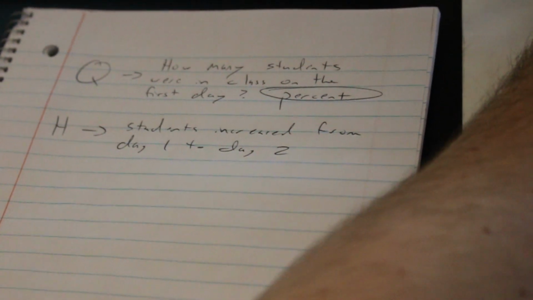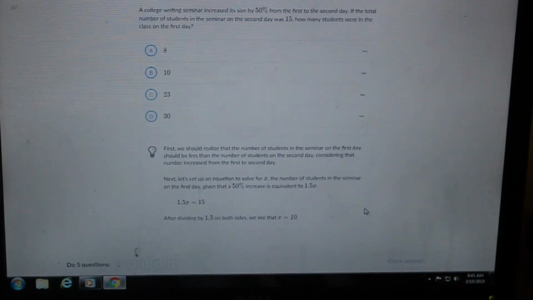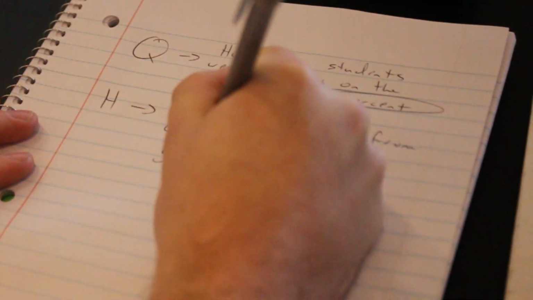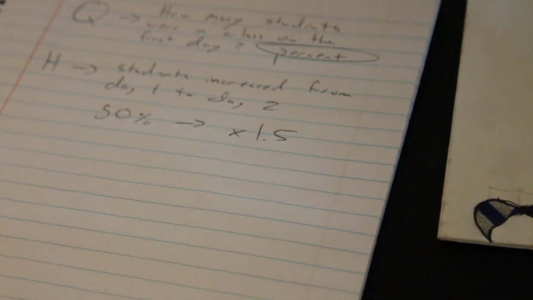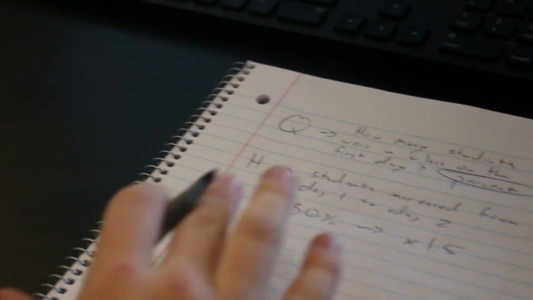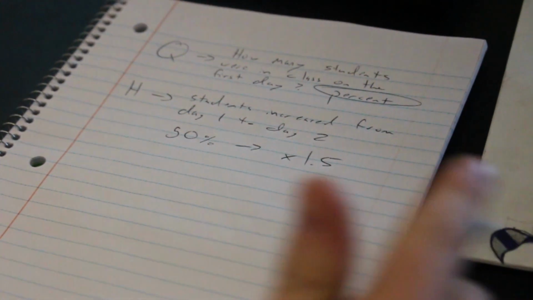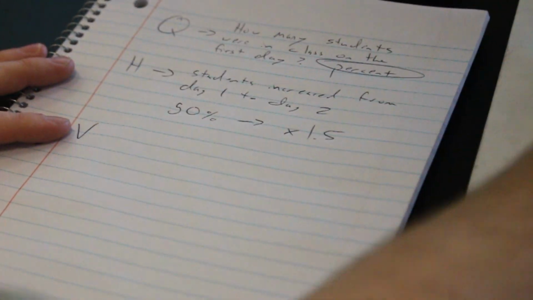Now I'll look at another hint. And the second hint down here is telling me that a 50% increase is the same as multiplying times 1.5. So I'm going to make a note here. 50% is the same as multiplying times 1.5. Okay? Now, if you now have an idea of what to put for an answer, go ahead and do that and move on. But if you still don't know, you're going to go to the video now. Okay?